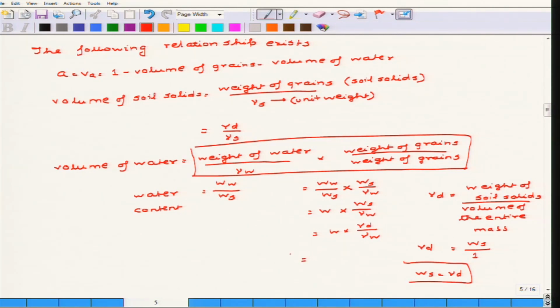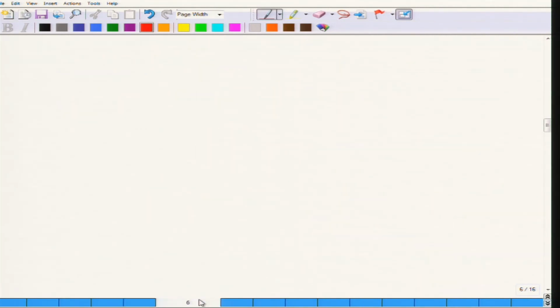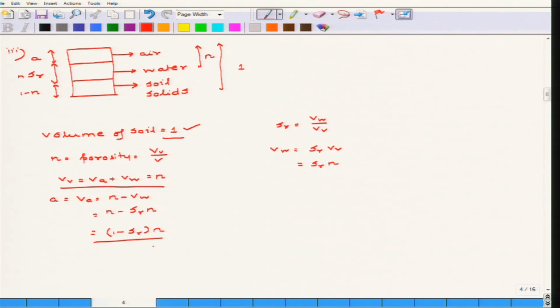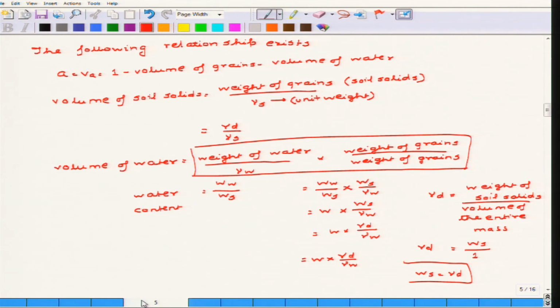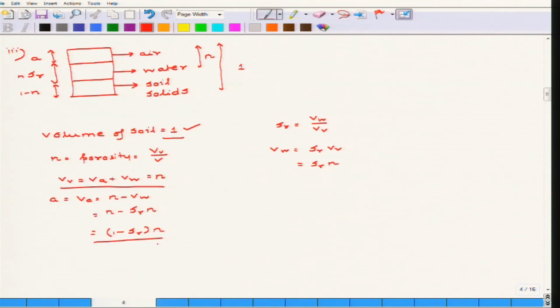So, the volume of water we found out is equivalent to W into gamma d by gamma W. Now, we have already found out that the volume of air is actually equivalent to 1 minus SR into N. So, we can write A is equal to 1 minus SR into N.